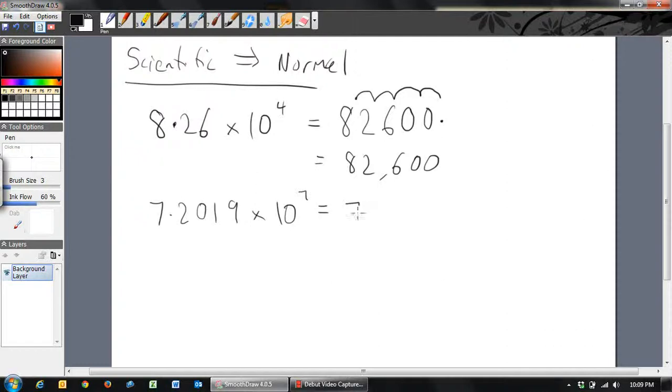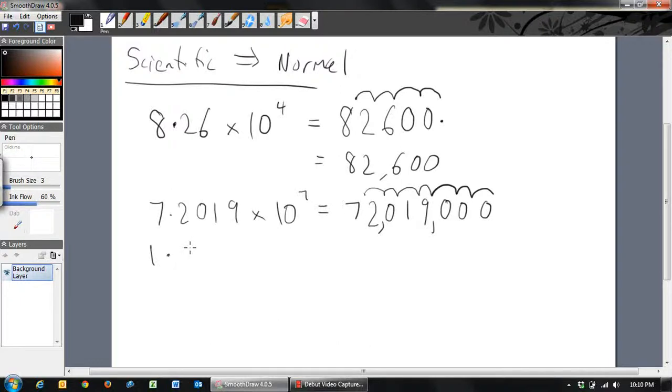So let's do that. We've got 72019. We're going to start with our decimal place here, but we're going to move 7 jumps. 1, 2, 3, 4, 5, 6, 7. And in your gaps, just leave zeros there, and that's your answer there. You're going to have 72,019,000. That's what that is equal to. Let's do some small ones.